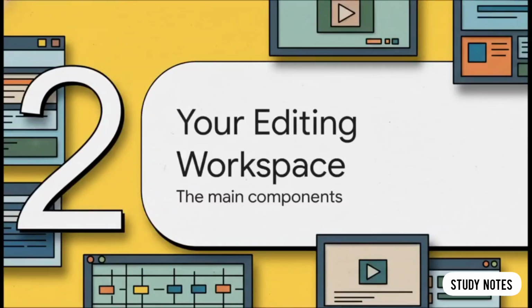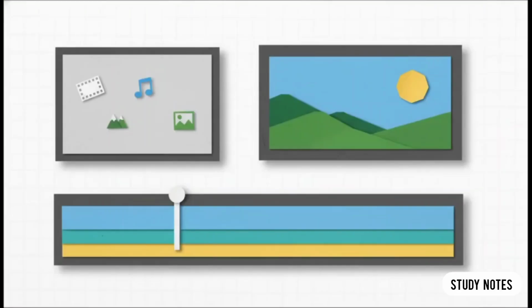Okay, so we know what OpenShot is. Now let's take a peek at where all the magic happens. It's time to get familiar with your editing workspace. We're going to break down the main parts you'll see as soon as you open up the program. All right, when you first open it up, you'll see a bunch of different windows and buttons. Now, don't get overwhelmed. There's a spot for your files, a screen to watch your video, and this big area at the bottom called the timeline. That's where you'll do most of the work.